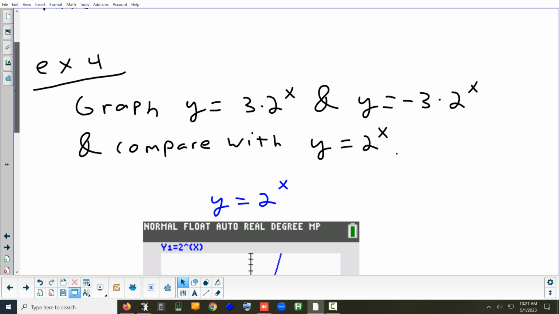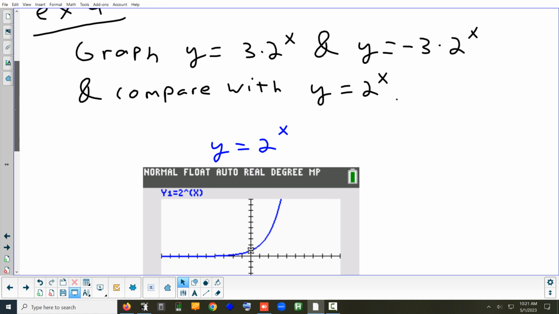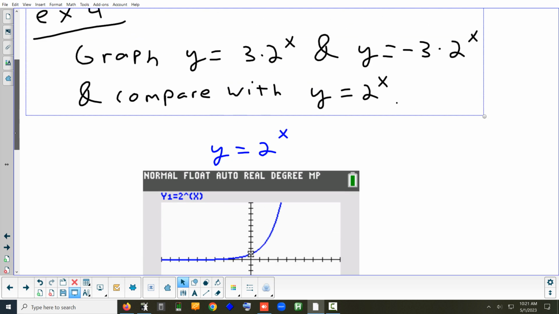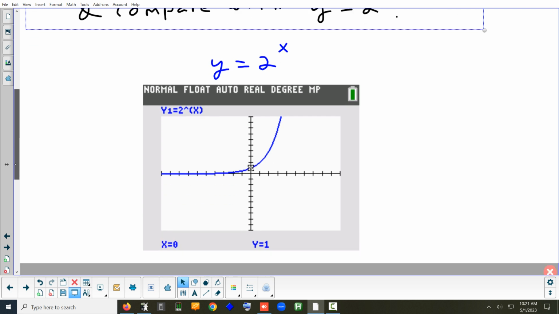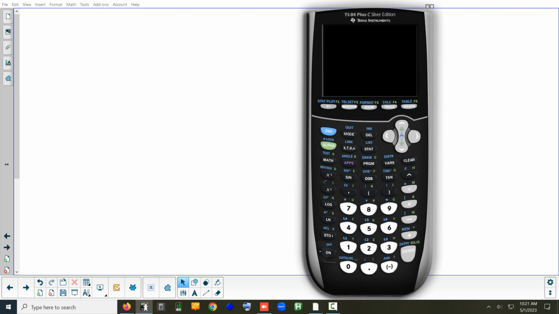All right, this one, you know what? I'm just going to have you look at this one. You don't have to draw this because I'm going to show you some pictures. I'm going to draw two different things. I'm going to draw this one on the calculator, and then I'm going to draw the same one, except I'm going to put a negative in front of it. Okay, so let me do it so you can actually see it happening.